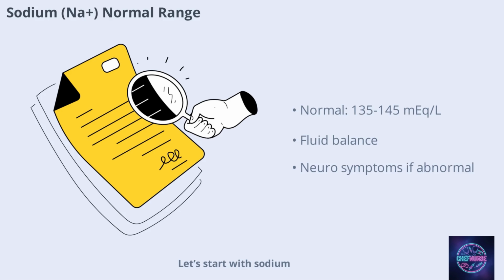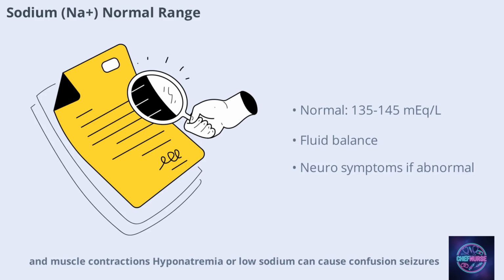Start with sodium. The normal range for sodium is typically 135 to 145 mg/L. Sodium is essential for maintaining fluid balance, nerve function, and muscle contractions. Hyponatremia or low sodium can cause confusion, seizures, and even coma. Hypernatremia or high sodium may lead to dehydration and neurological symptoms. On the NCLEX, you'll need to recognize symptoms and interventions for both conditions.